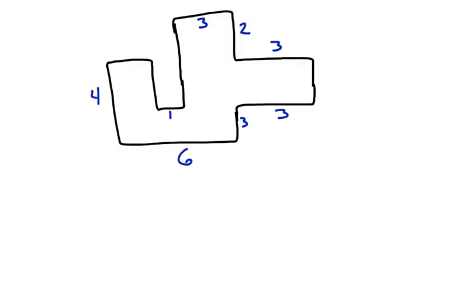Let's take a look at one. So here we have sort of an unusual looking figure with a whole bunch of sides on it, and we want the perimeter of this figure. Now your first thought might be, well, how in the world am I supposed to find the perimeter of this thing if I don't know all of the side lengths? Well, given the information we've got, we're going to be able to determine all of the side lengths.